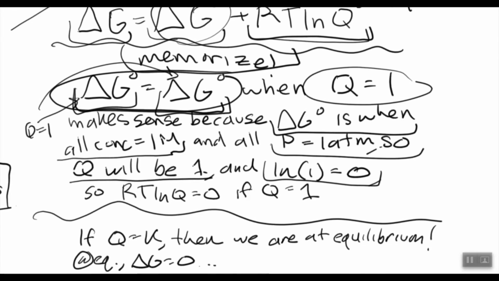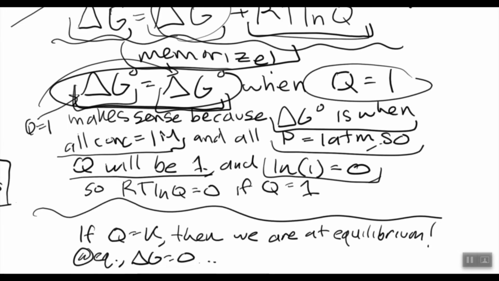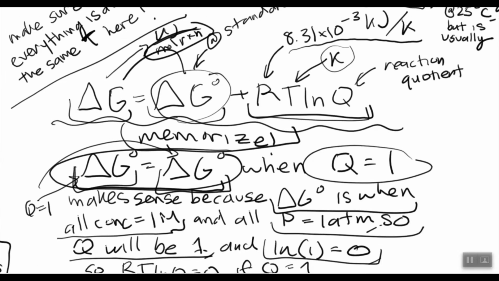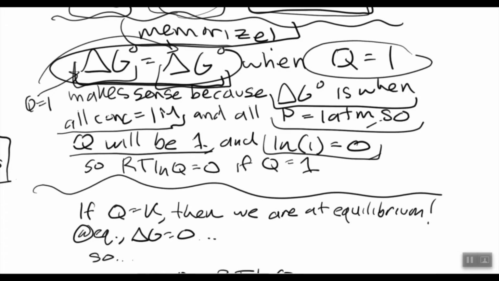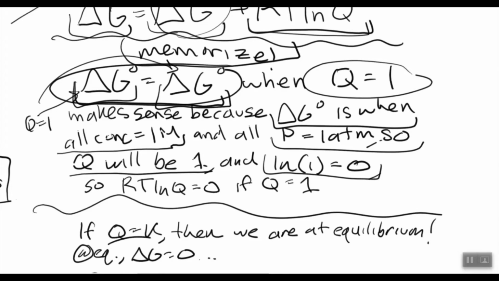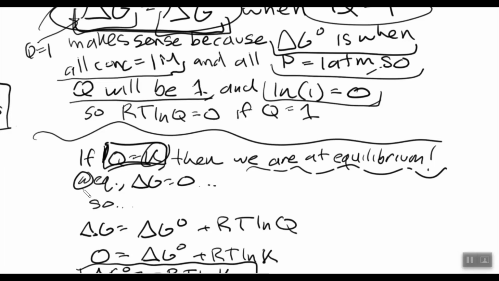So let's test the durability of this equation even more. What if we wanted to make this Q equal to K? Well, something interesting happens actually. If Q is equal to K, then we are at equilibrium. And why is that? Well, we learned in equilibrium, when the ratio between products and reactants is equal to K, then we are at equilibrium. And that's what equilibrium means. So at equilibrium, we know delta G is 0.